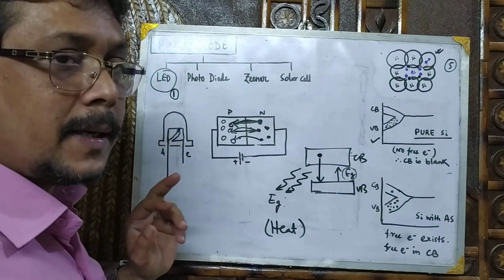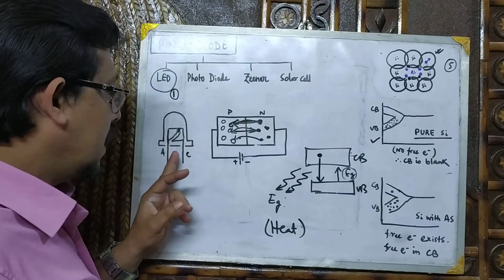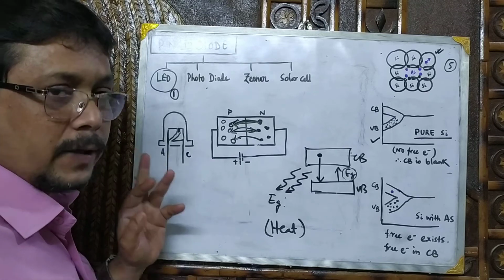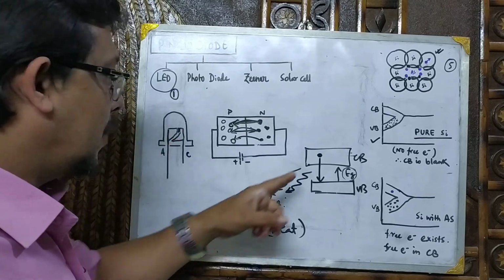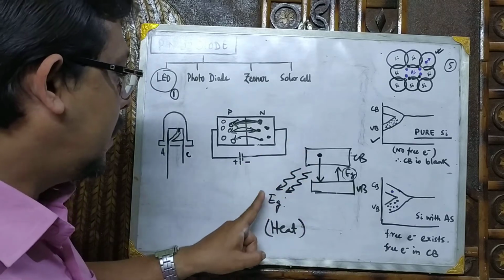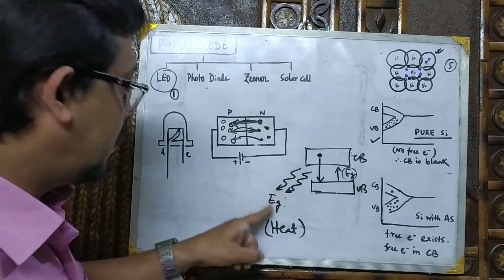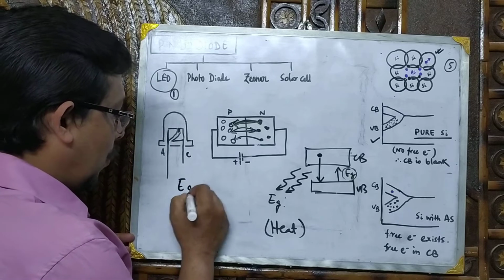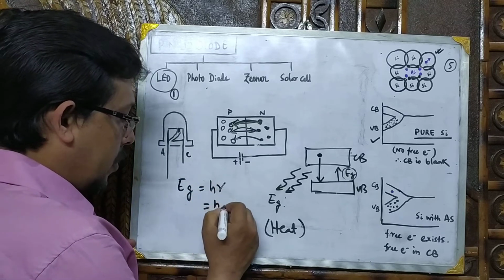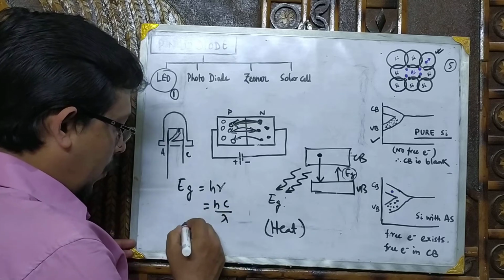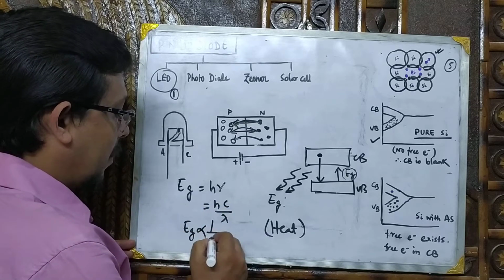But if it is a light emitting diode, then what will happen? The material is different. They don't use silicon and germanium. We use some other material. And in that particular material, when this jumping is going on, this energy comes out in the form of light wave, because Eg is the energy equal to h nu, or h c by lambda. That means we can write Eg is proportional to 1 by lambda.